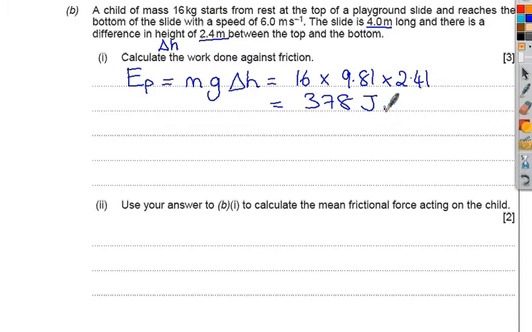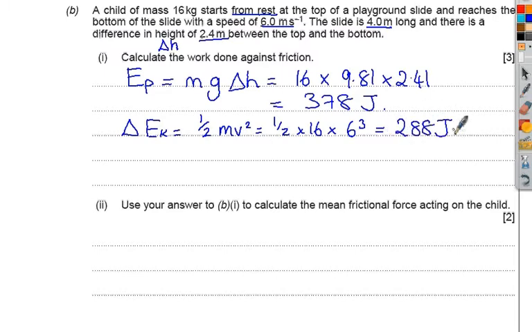Wan, be sgynnon ni yn y gwaelod ydy buanedd. We've got the speed at the bottom of the slide, and it starts from rest. So the change in kinetic energy is going to be, well, initial kinetic energy is 0. The final kinetic energy is half mv squared, half times 16 times the velocity at the bottom, which gives us 0.5 times 16 times 6 squared, 288 joules. Okay, felly mae'r egni kinetic ar y gwaelod yn llai na'r egni potential. The kinetic energy at the bottom is lower than the initial potential energy.